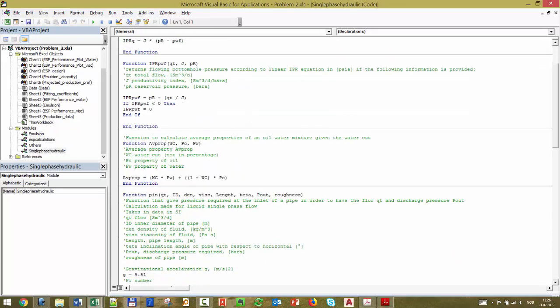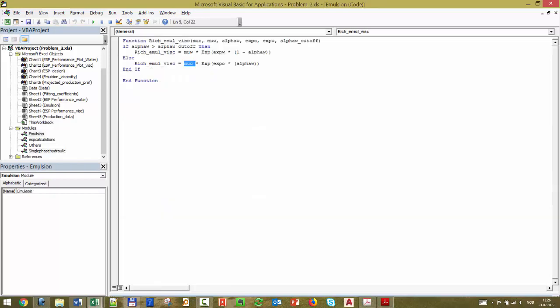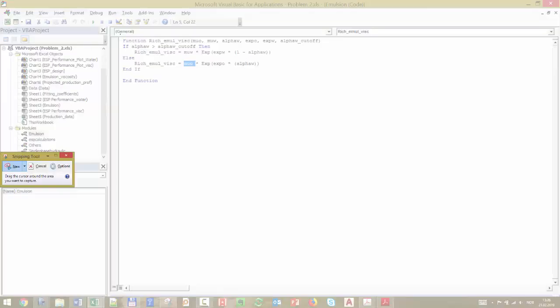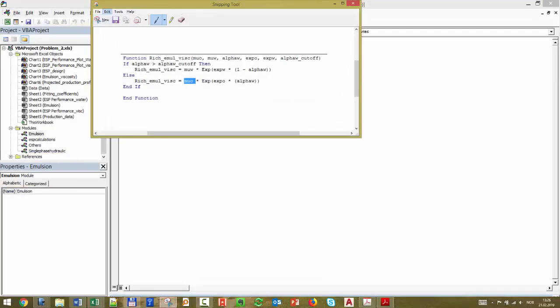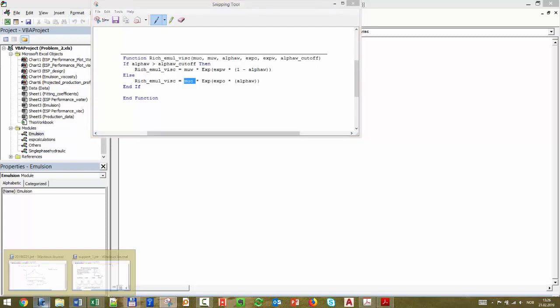Okay, this one, average property. So let me make a screenshot of that so you have it. Okay, that's this Richardson equation. That's what you're going to use to calculate viscosity.